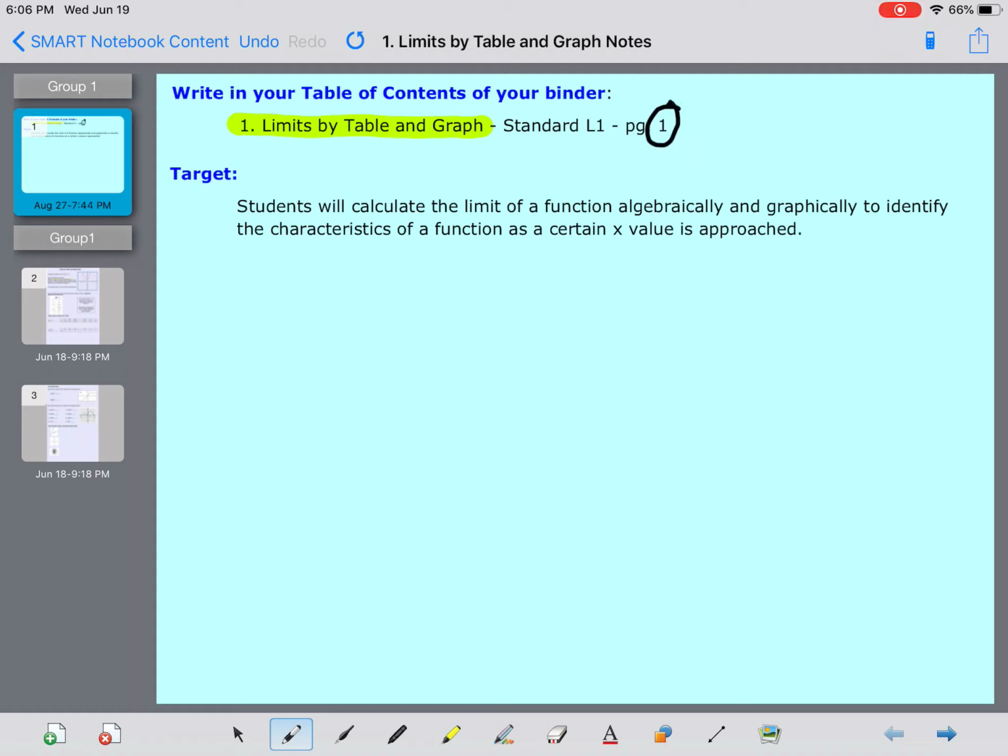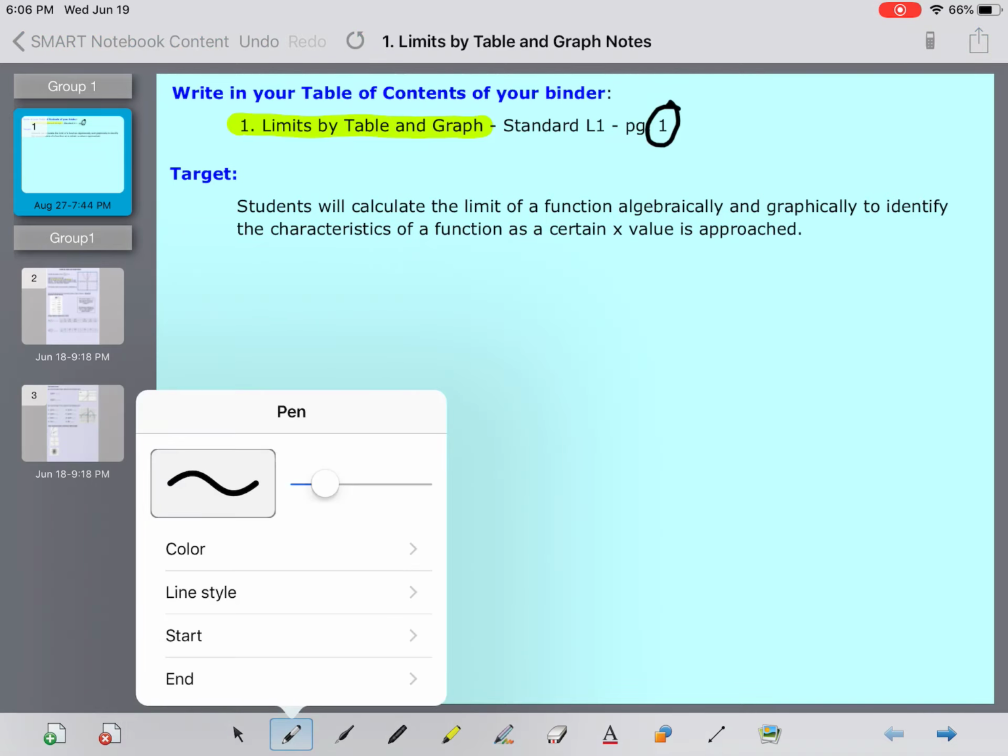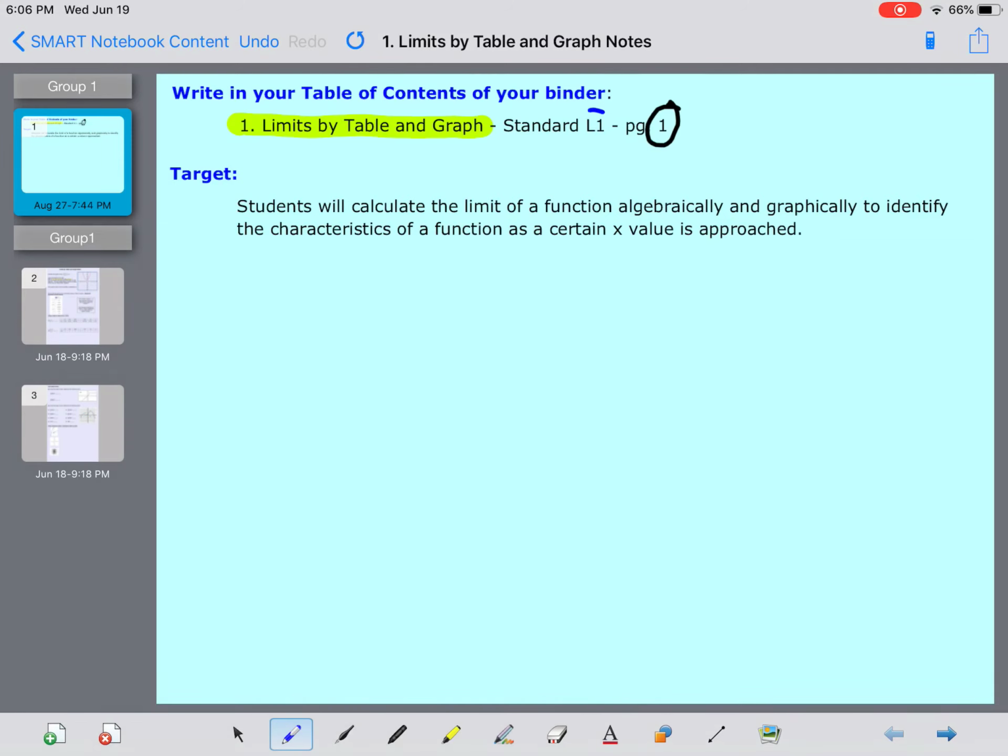And all of your notes that I give you will be in numerical order, and they're going to follow along with what you see on the screen. Last thing that you should really recognize is, in fact, the standard that we are dealing with. So this is standard L1. So you want to get those 3 things in your journal. Table of contents is going to be pretty important.